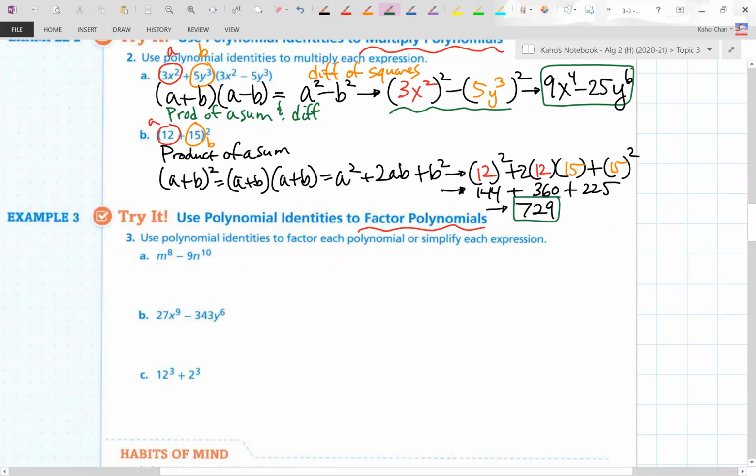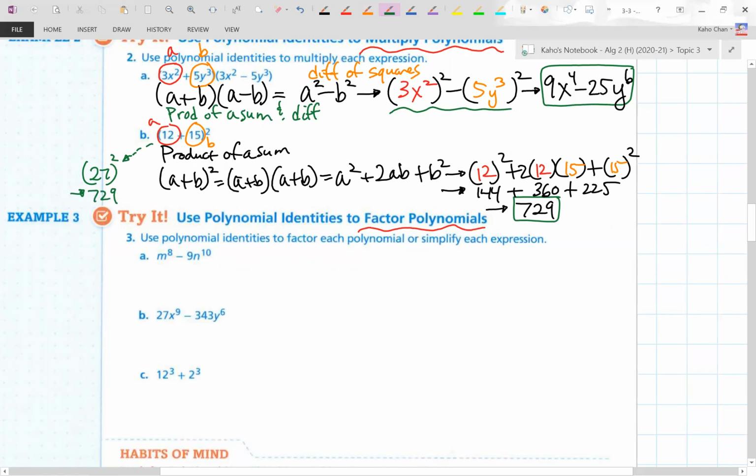Yay. Could you have gotten that by doing 12 plus 15? For sure. Of course, no big deal. The point is to practice those patterns, right? 12 plus 15 is 27. 27 squared is literally 729 that we got from earlier, okay?